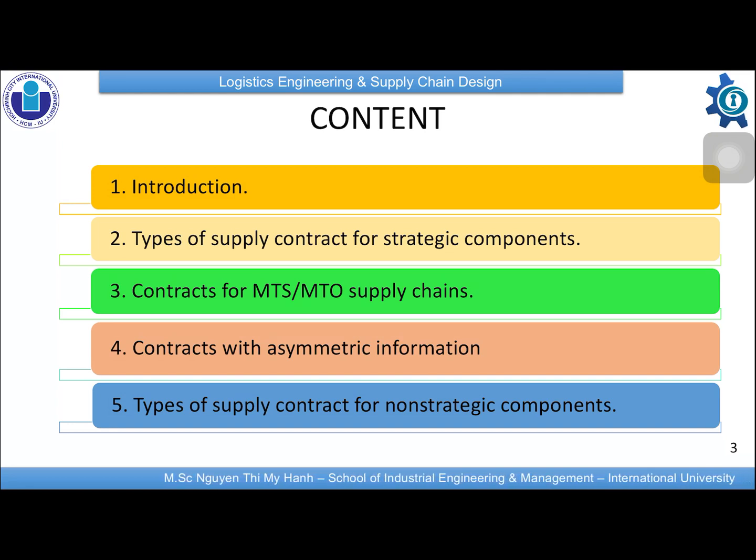The first one is introduction. The second one is the types of supply contracts for strategic components. The third part is the contracts for MTS, make to stock, and MTO, make to order supply chains. The next content is the contracts with asymmetric information. And the final one is the types of supply contract for non-strategic components.